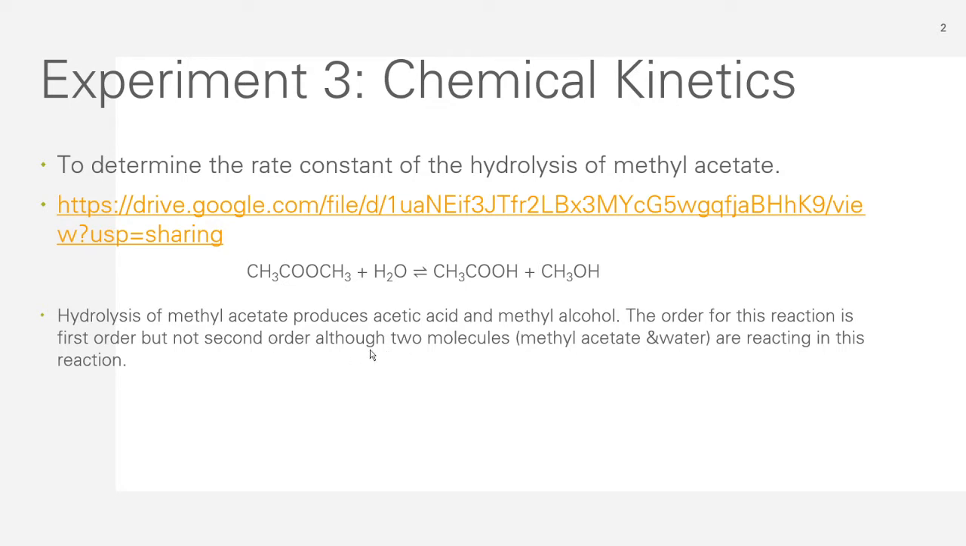Now, why is this a first order reaction but not a second order reaction? That is something that I want you to discuss in your lab report. Let me repeat that. Please discuss why this is a first order, not a second order reaction. This is quite a popular experiment, so I want you to do a little bit of research on why this is so.